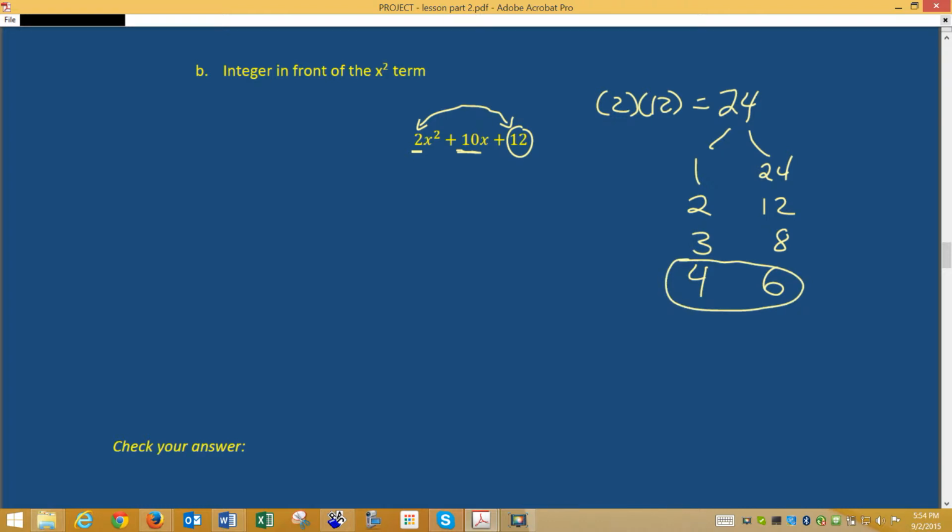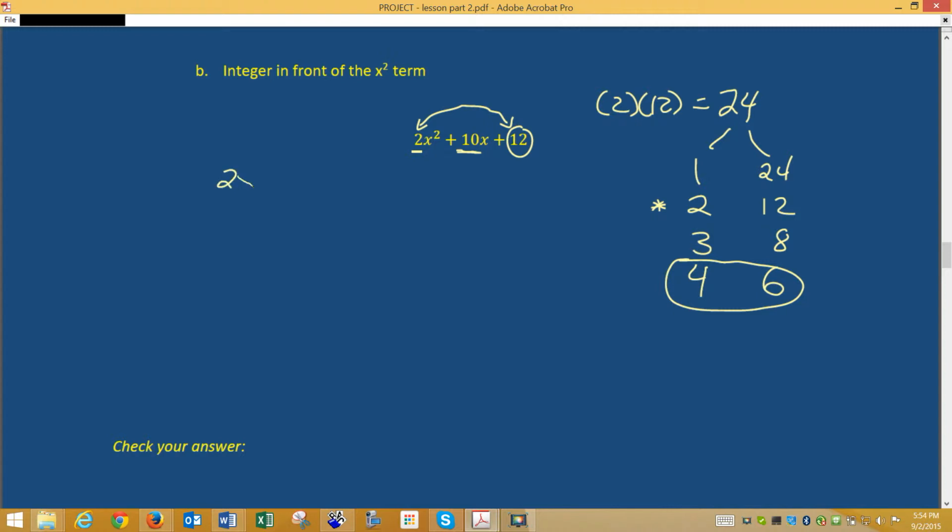And you might also have looked at this 2 and the 12 because if we had a negative 2 and a positive 12, then that could give us positive 10. But we have to have them multiply together to give positive 24. So negative 2 times positive 12 is negative 24, so that one doesn't work. So it has to be the positive 4 and the positive 6.